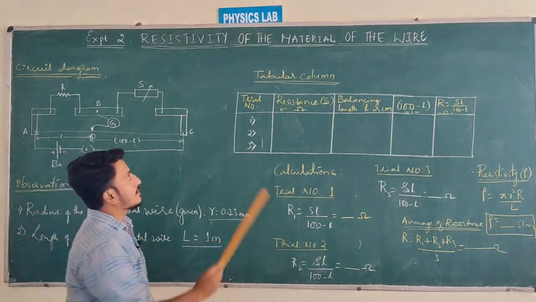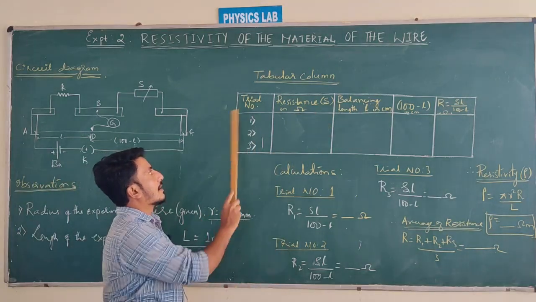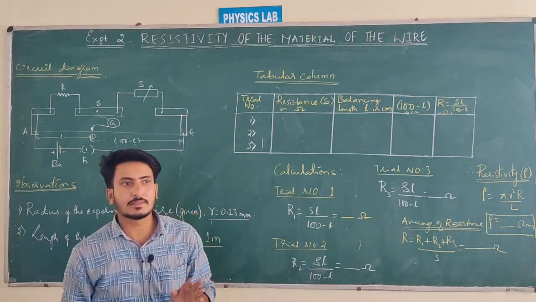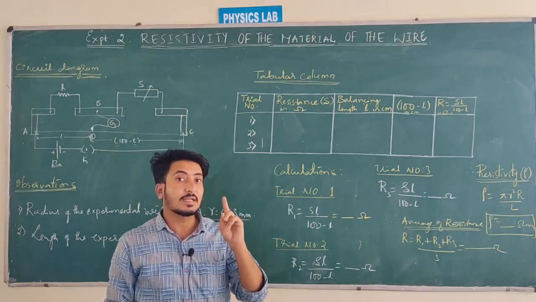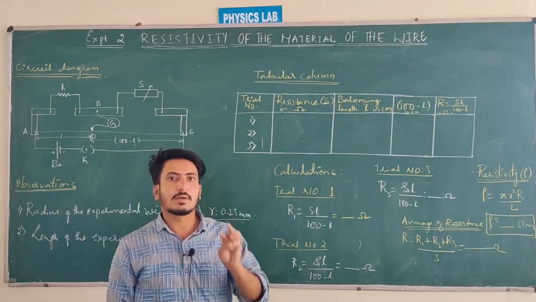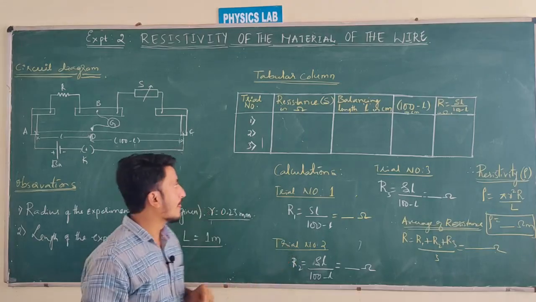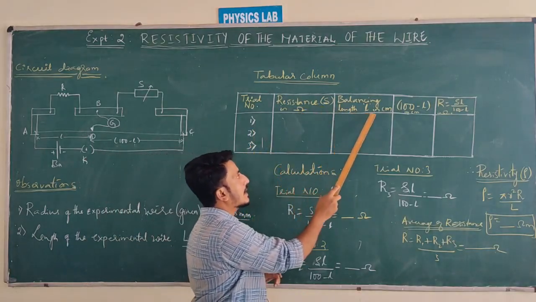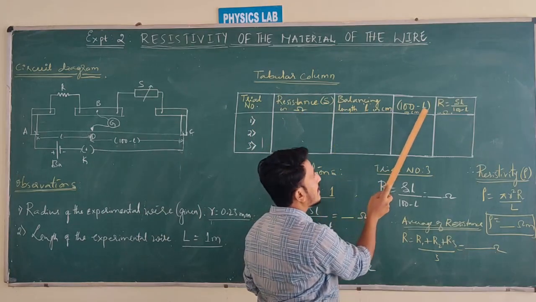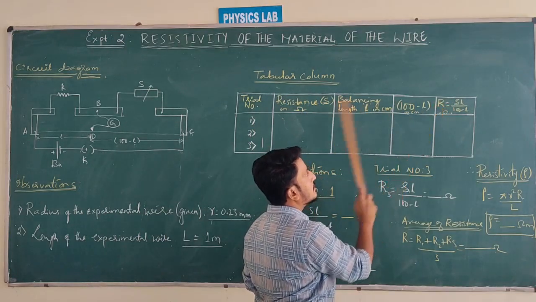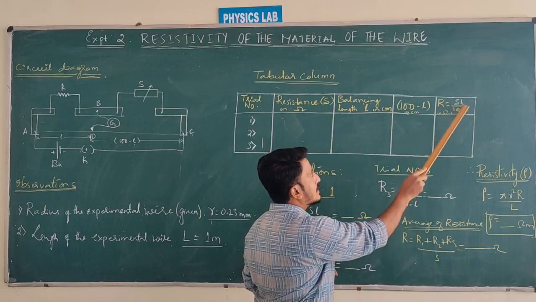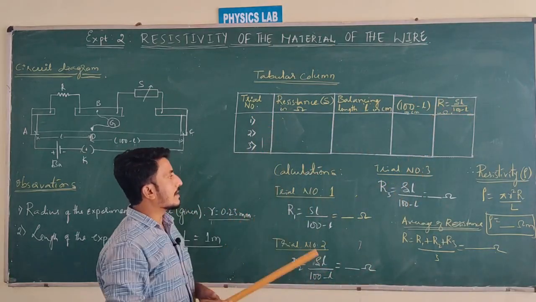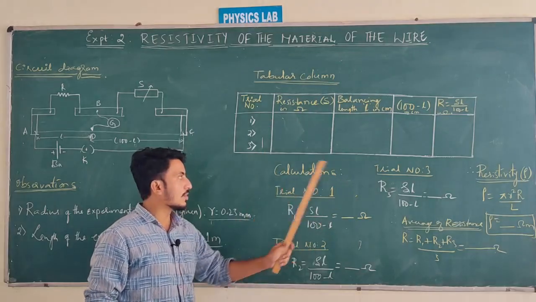Okay, and this is the tabular column. Trial number 1, 3 trials you have to do. Actually, in our experiments, graphical experiments you have to take 6 readings, non-graphical experiments 3 readings are enough. Okay. So, trial number 1, 2, 3, resistance S in ohms, balancing length L in centimeter, 100 minus L in centimeter, resistance which you have to calculate by the formula SL divided by 100 minus L in ohms. So, calculate the 3 trials and write all the calculations like this.